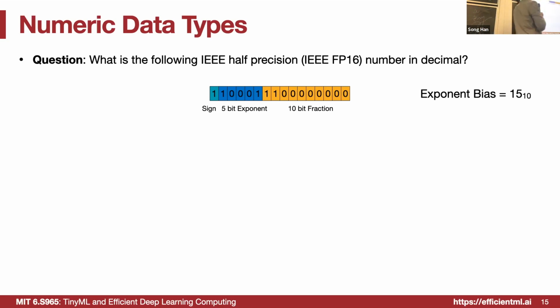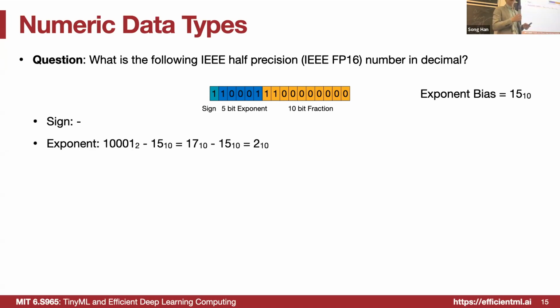And since we have 5 bits of the exponent, the bias is 2 to the power of 4 minus 1. Okay, let's work on this together. So first of all, we have 1 bit for the sign bit. It is a 1, so it's a minus number. And then the exponent bits, we have 1, 0, 0, 0, 1.